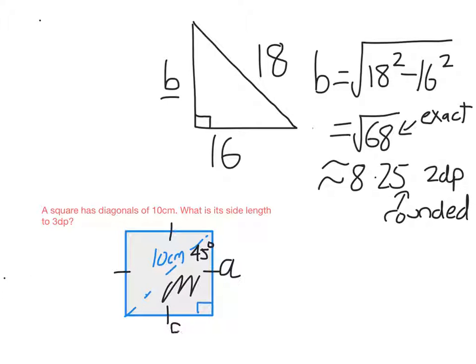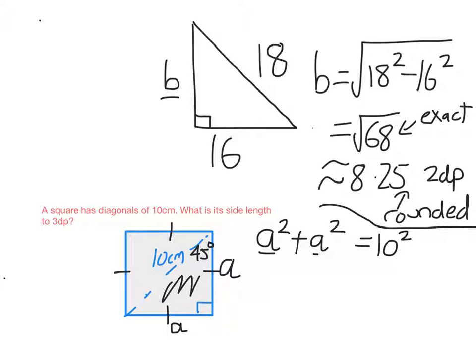So what I'm going to do is form an equation. I know that Pythagoras theorem is that the sum of the squares of the two shorter sides, so this is one shorter side, another shorter side, equals the square of the longer side. So A squared plus A squared equals 10 squared. So I want to find what A is. A is the length of the side of the square. So A squared plus A squared equals 2A squared. 10 squared is 100.